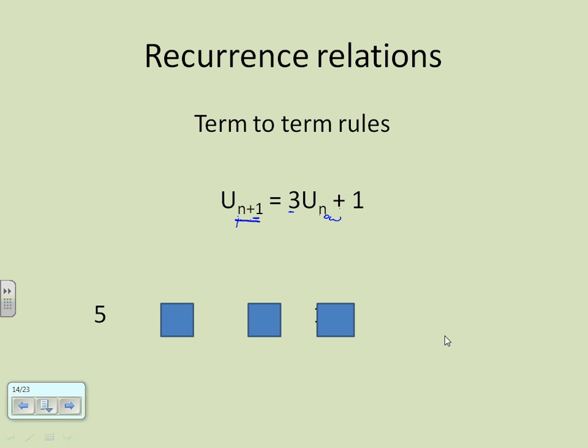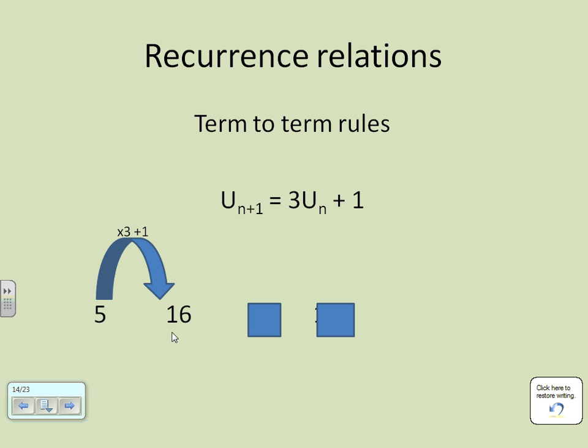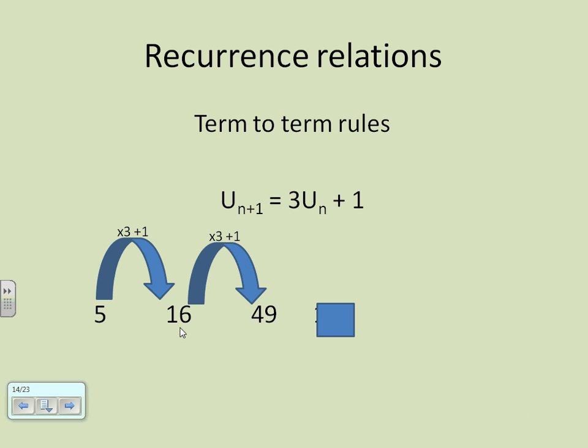So we're starting at 5, times by 3 and add 1, and we get the answer 16. 16 times by 3 and add 1, and the next one's 49. Times by 3 and add 1, and the one after's 148.